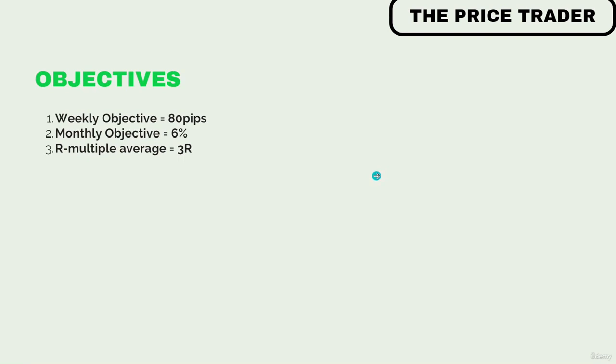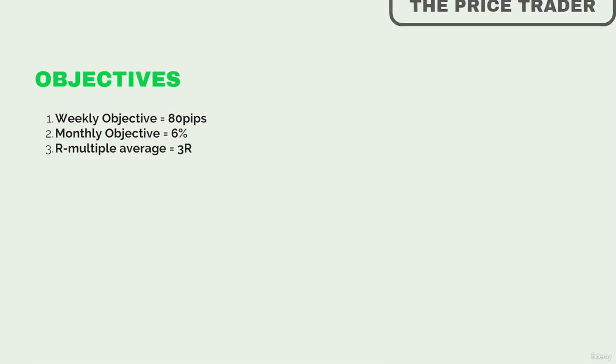Finally, you want to have objectives. So you want to have a weekly objective and a monthly objective. So this is just an example, but for a beginner, you can set this at 50 pips and a monthly objective of even 4%. That is easily achievable, and you're doing well, because 4% is barely even the yearly rate if you're saving in a bank. So the R multiple average is 3R. So that is just an example of objectives that you can set for yourself.